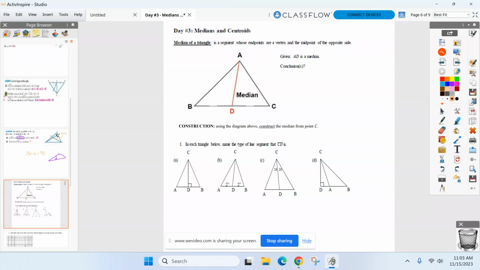Medians go to midpoints. That's the saying I always remember. Medians go to midpoints. So again, like an altitude, it starts at a vertex, but goes to the opposite side's midpoint. So look at my diagram up here. I'm telling you, AD is a median.